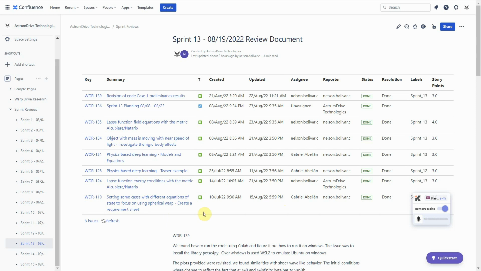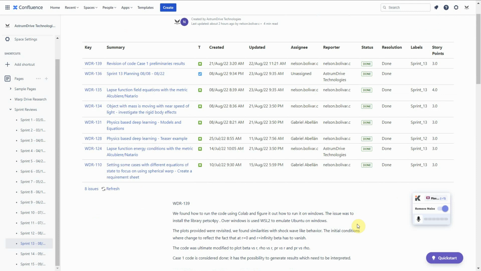Hello, everyone. Thank you, Bailo. Yes, we have a lot to say during this sprint review because we did some nice work and we found some nice results. We are still working on it, but I think we're going in a very interesting direction. So let's start talking about what we did during the 13th sprint.